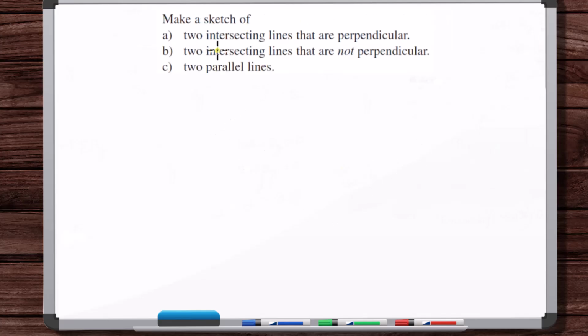Make a sketch of two intersecting lines that are perpendicular, two intersecting lines that are not perpendicular, and two parallel lines. All right, so I know when it comes to parallel lines, they have to lie in the same plane. You can't have two lines that aren't in the same plane and say they're parallel. So it's not enough to say two lines are parallel if they don't intersect. That's incorrect. Because you can have two lines in 3D space that don't intersect, and they're not parallel though.